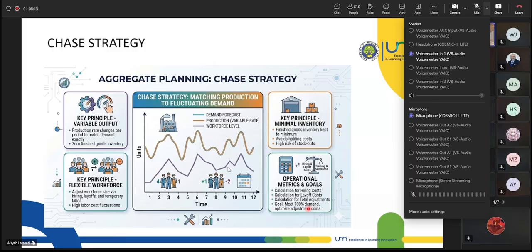Just our workforce. So it means we can increase or decrease our workforce, whether from hiring, layoff, or we use temporary staff. And sometimes we can add overtime hours, or even use subcontract. But this strategy actually has disadvantages. Because when we fluctuate our labor hours, it means we will have high labor cost fluctuations.